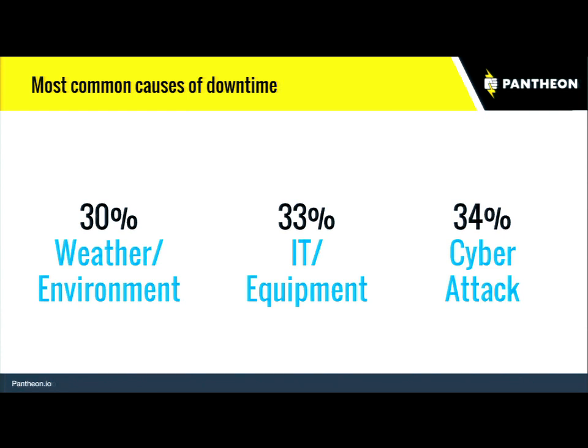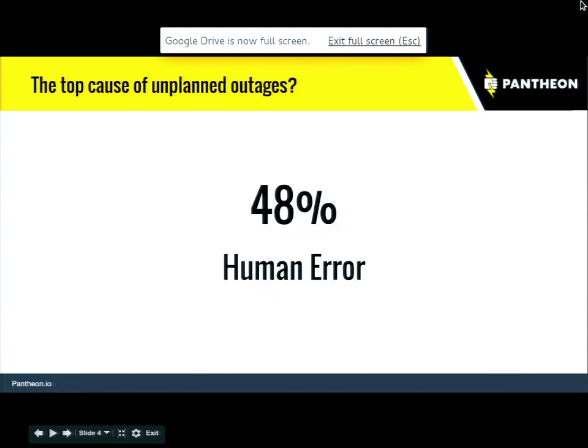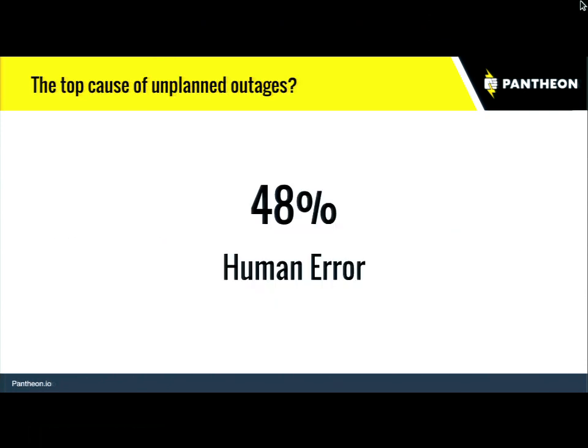However, I think the thing that surprised me the most was the fact that 48% was a result of human error. Mistakes that me as a developer, you as developers, engineers, project managers, we're all contributing to that 48%. It was the most selected thing for things that bring people down, and it's human error. So how do you account for this?